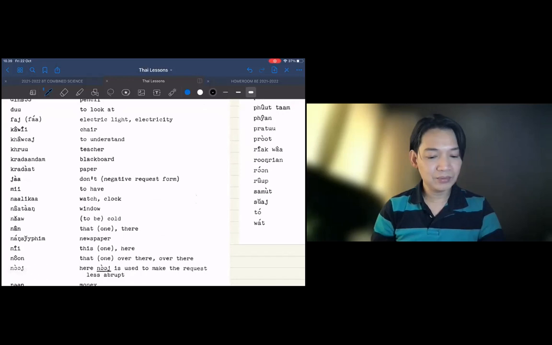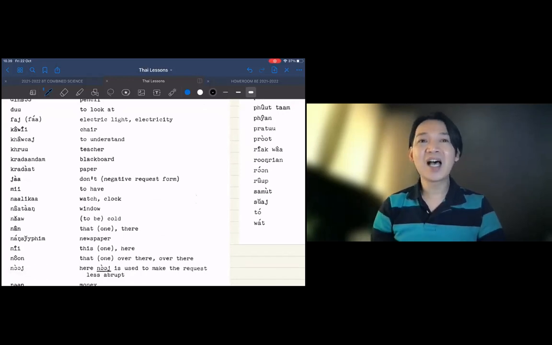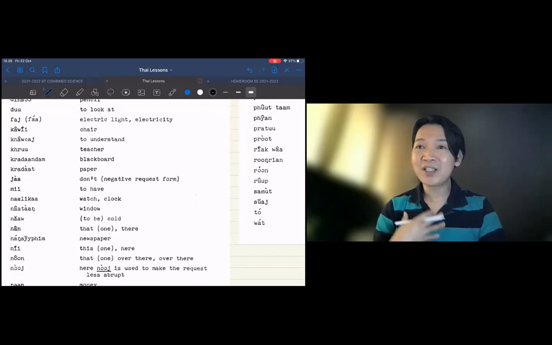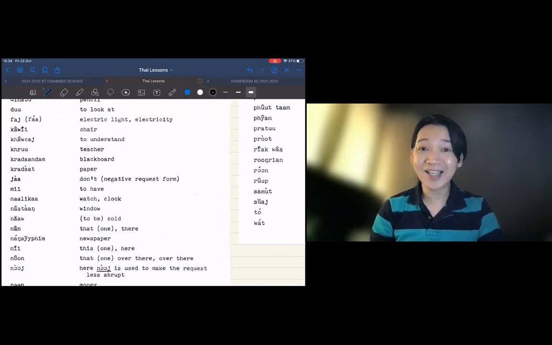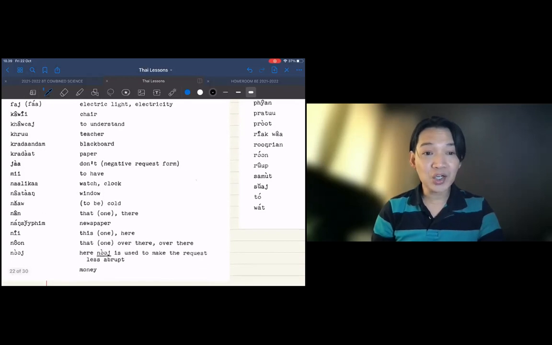So when you hear the word kau jai, it's very important in communication later on because if you don't understand, you will tell the speaker or the person you're talking to, my kau jai, I don't understand. Or you say kau jai kap, or I understand. Crew is teacher. Pom crew. Pom pen crew. I am a teacher. Kradandam is the board or blackboard.